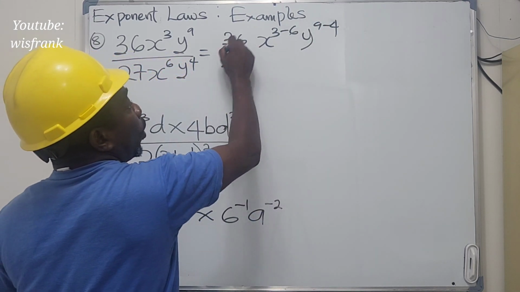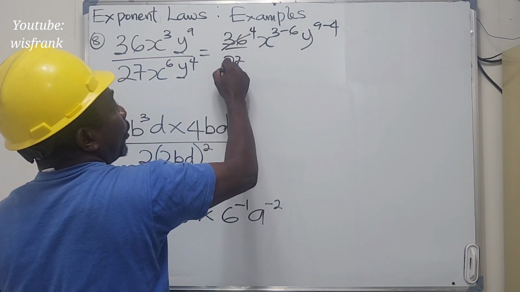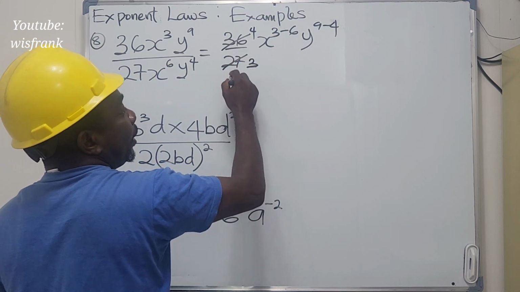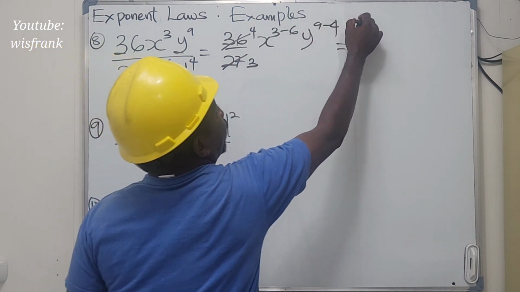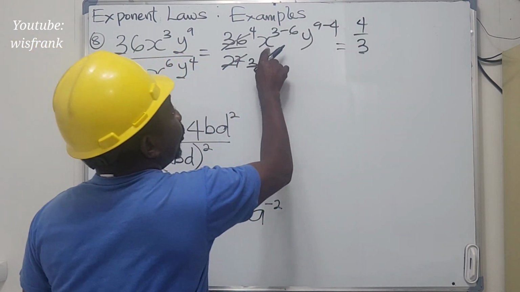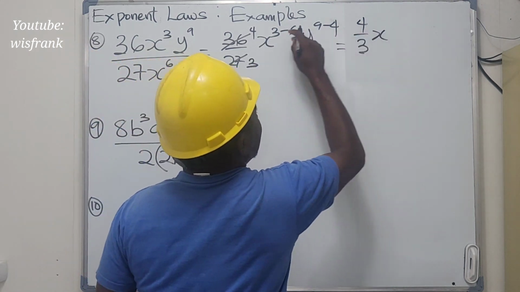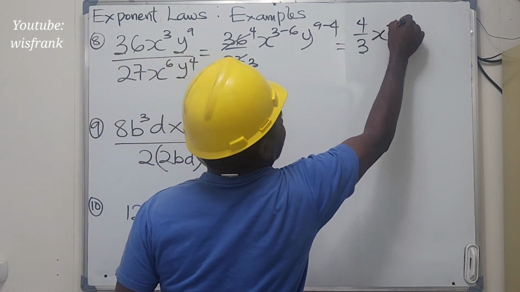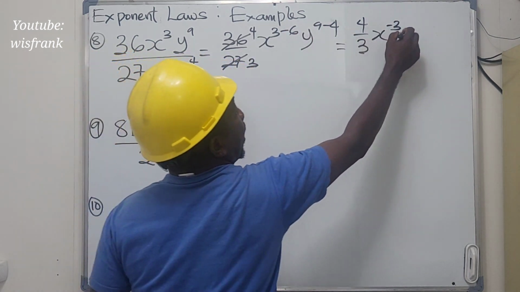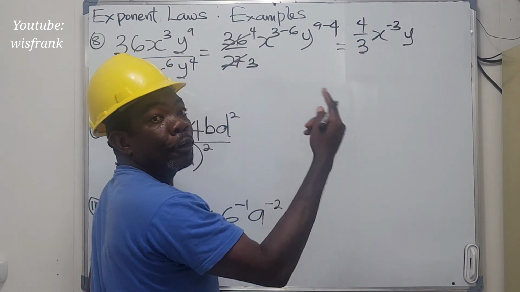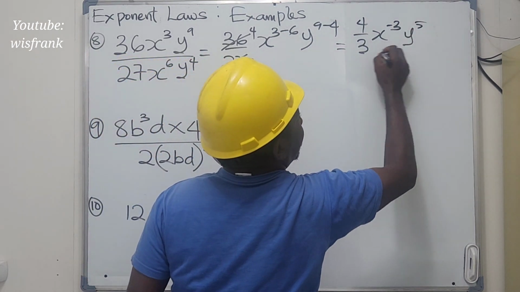Then here, we can use 9 to divide here. We have 4. 9 will divide here. We have 3. So this will give us 4 all over 3. So we have here x. 3 minus 6 is minus 3. And we have here y. Then we have 9 minus 4 is 5. So this is what we have.